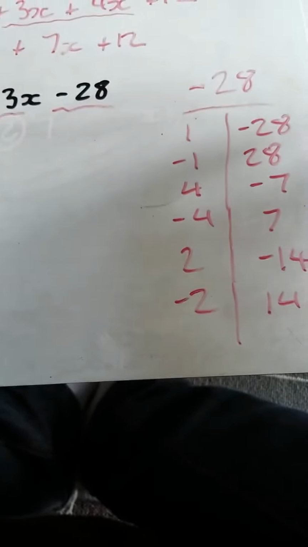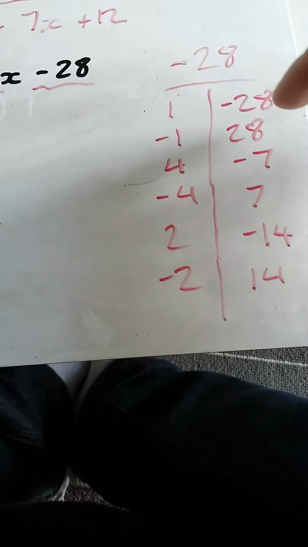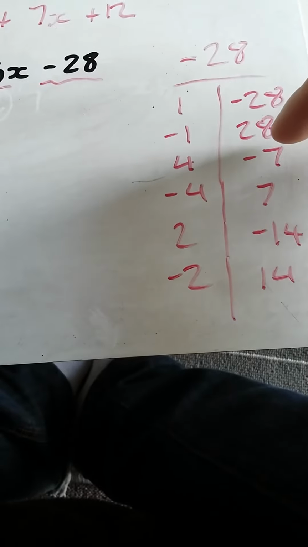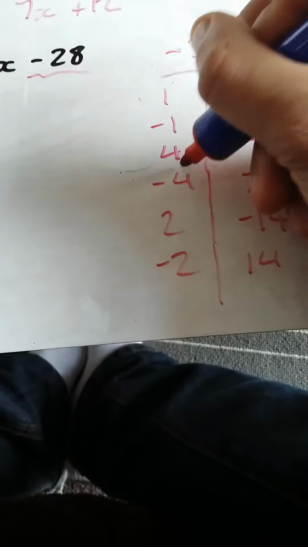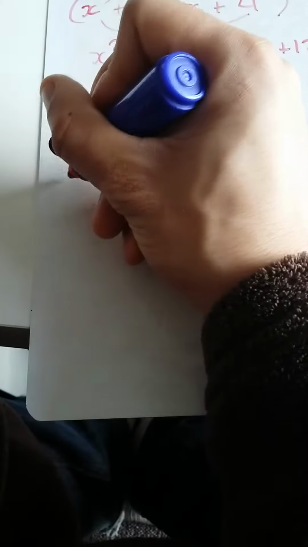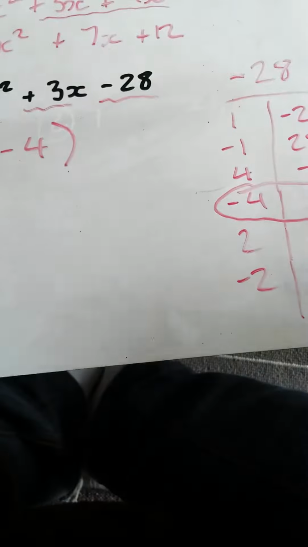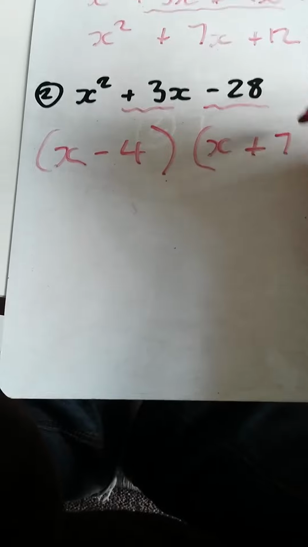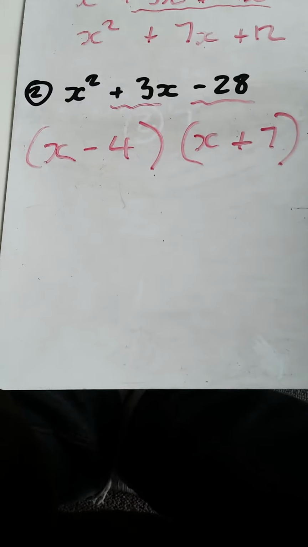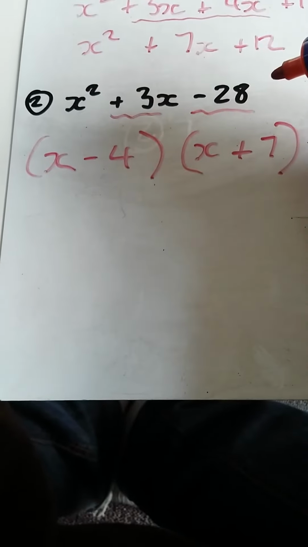Well, 1 and minus 28 is negative 27. Minus 1 and 28 is positive 27. 4 and minus 7 is negative 3. Minus 4 add 7 is positive 3. So in our brackets is going to go x minus 4 and x plus 7.